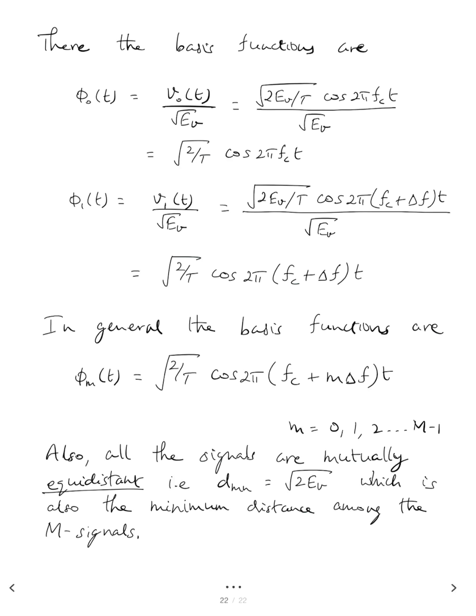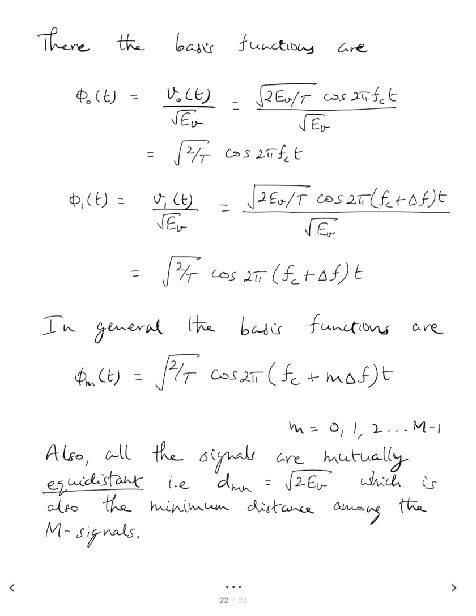Similarly, for the second basis function, instead of phi 2 we are calling phi 1, because we call this phi 0. It is the signal with fc plus delta f divided by its norm. Since all the norms are equal, we will have the second basis function defined in this manner, based on the second carrier frequency. In general, all the basis functions have this amplitude, root 2 by T, and the cosine is fc plus m delta f. For m equal to 0, it is fc t. For m equal to 1 it is fc plus 1 delta f t, and so on.